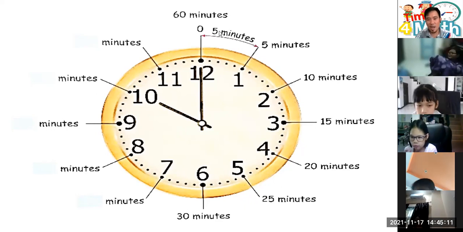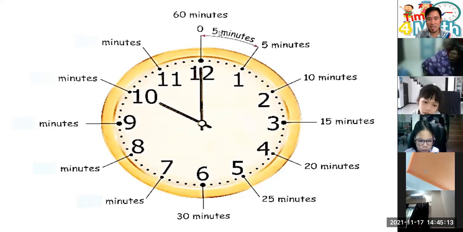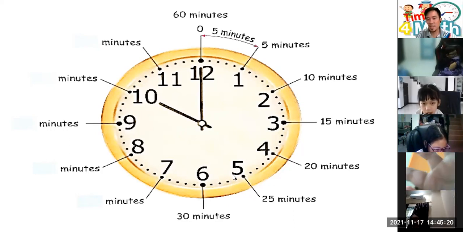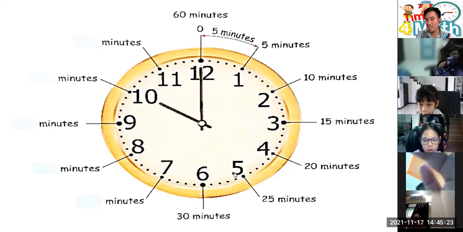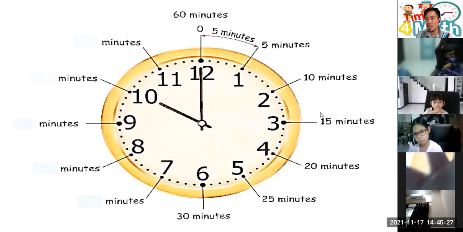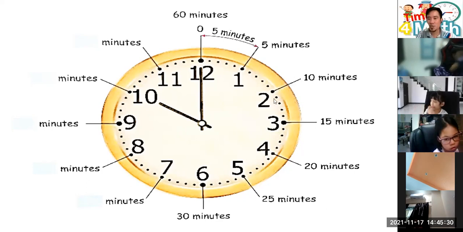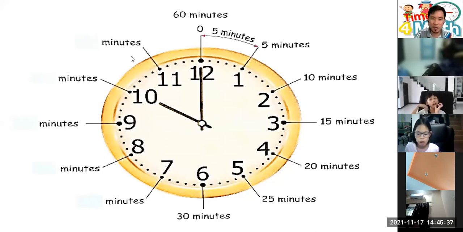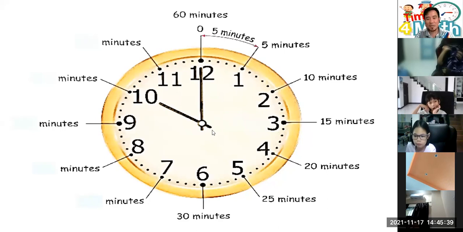30 minutes. Okay, in number 6, this is like 6 times 5. It's just like 6 times 5 is 30. 5 times 5 is 25, right? 5 times 4 is 20. 5 times 3 is 15. 5 times 2 is 10. 5 times 1 is 5. So we are just multiplying the numbers by 5. Now here, 7 times 5. How many minutes in number 7?